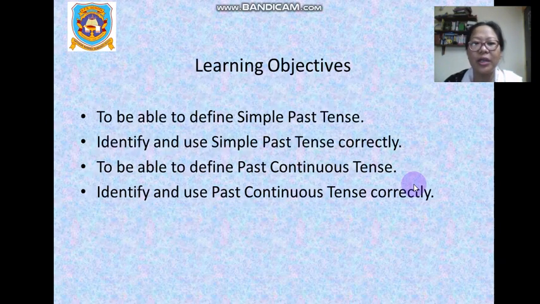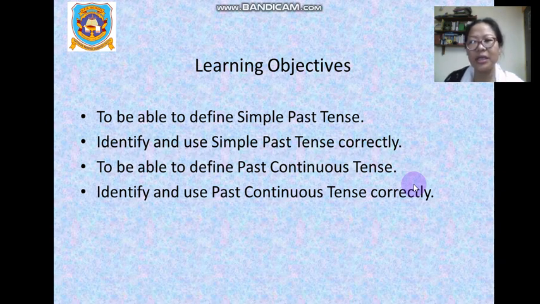Okay, so the learning objective for today's class will be to be able to identify and use simple past tense correctly, and to be able to identify and use past continuous tense correctly. In the previous class I've explained that a verb has 3 tenses: past, present and future.